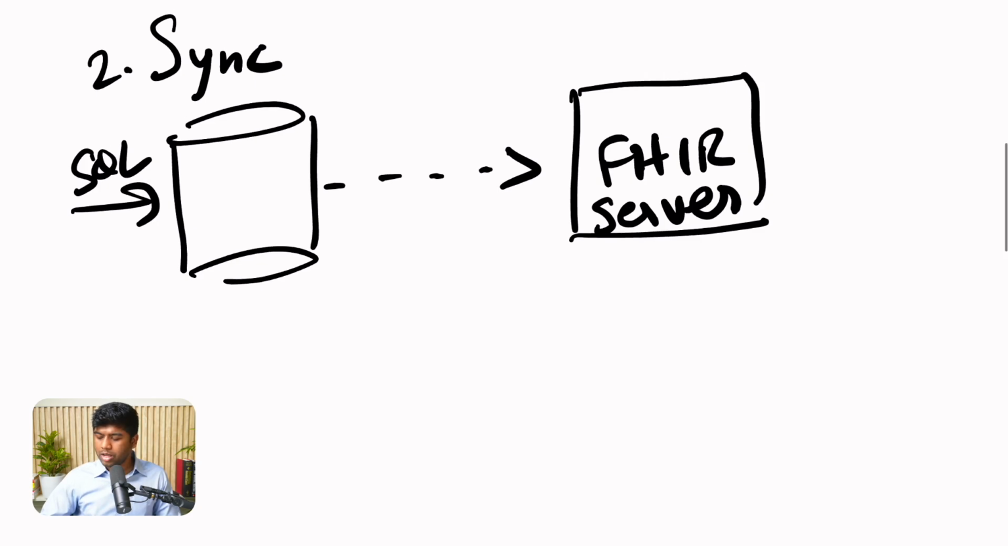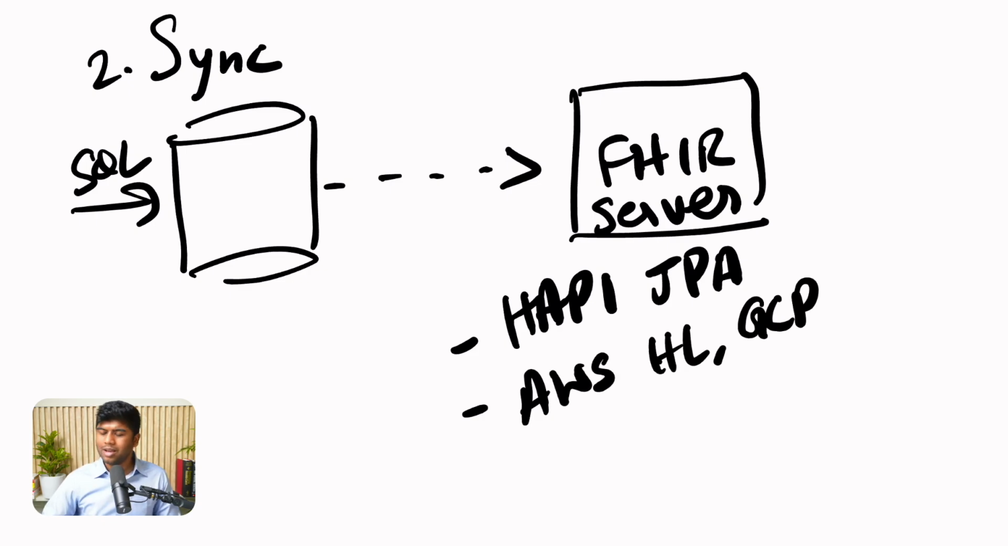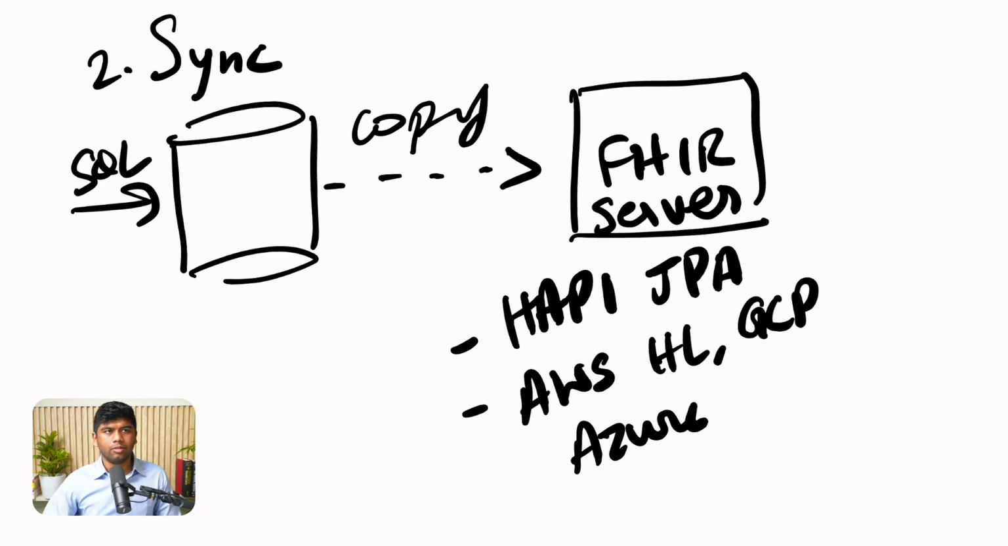So this could be, again, the open source HAPI JPA FHIR server. You have multiple cloud offerings now. AWS has Health Lake, GCP has its healthcare APIs, Azure has its own FHIR server. So what you are doing here essentially is taking a copy of this data and putting that in a FHIR server. And then you have to serve read-only traffic from this though.